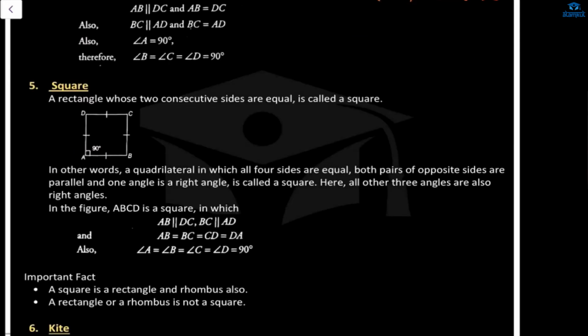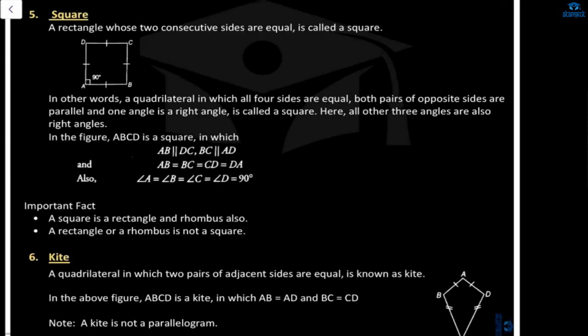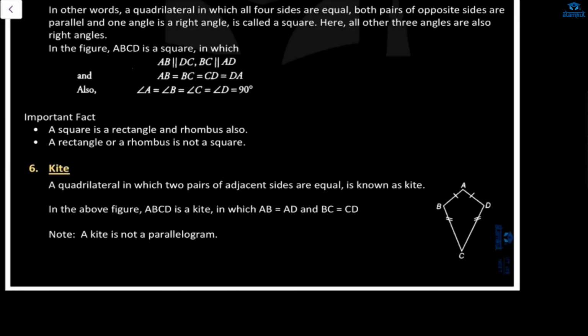Now similarly in a square, all the opposite sides are parallel, all the sides are equal, and all the angles are also equal to 90 degree. Now, an important fact: every square is a rectangle and a rhombus also. All the squares are rhombus and rectangle also.